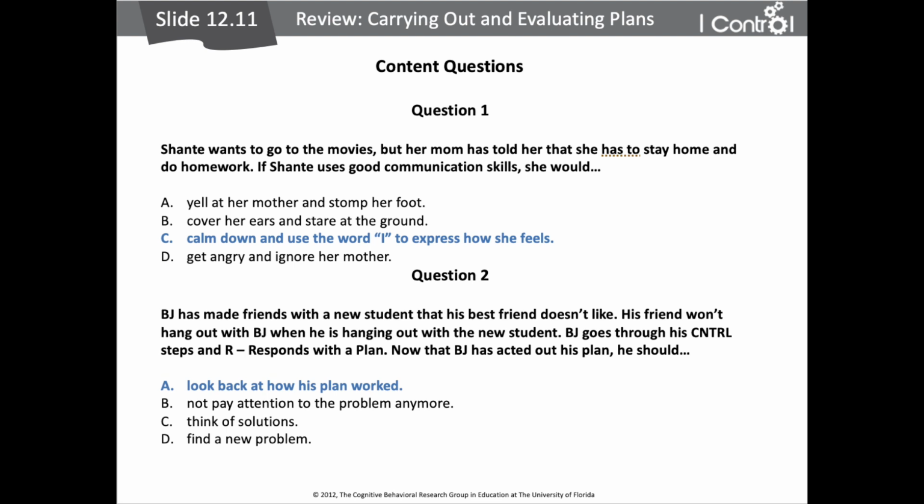Thank you for taking the time to catch up with iControl today. Now that you've learned all the iControl problem-solving steps, you're ready to become expert problem solvers. Remember to keep practicing the skills you've learned in iControl. Use your brain skills to help you control your thoughts, emotions, and actions. They will help you better get along with others, pursue your goals, and be more successful in life.